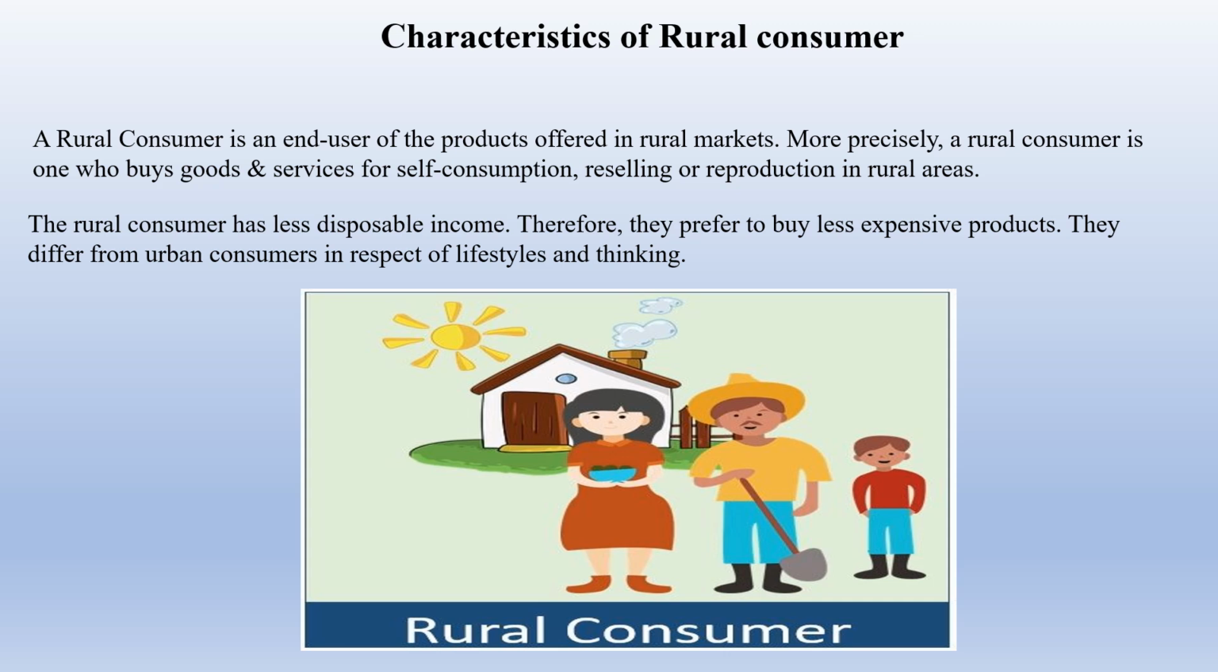Rural consumers have less disposable income. Their disposable income capacity is very, very less. They are not like us, whose disposable capacity is more compared to other people. Therefore, they prefer to buy less expensive products. Rural people buy products, but they don't buy very expensive products.